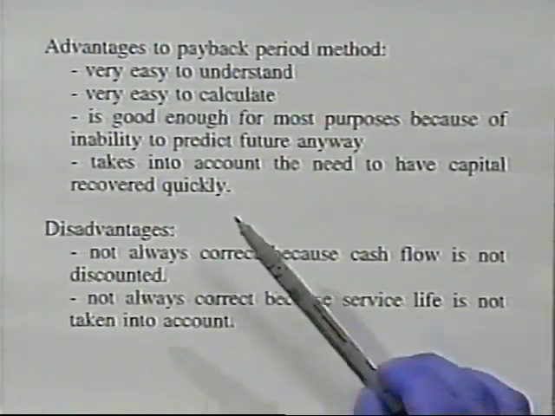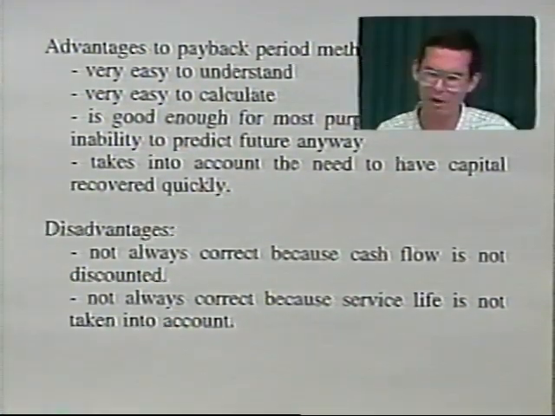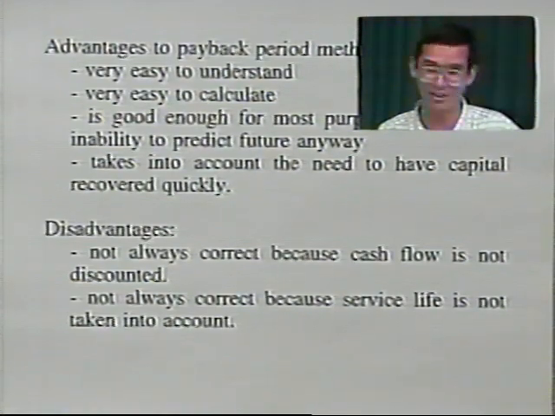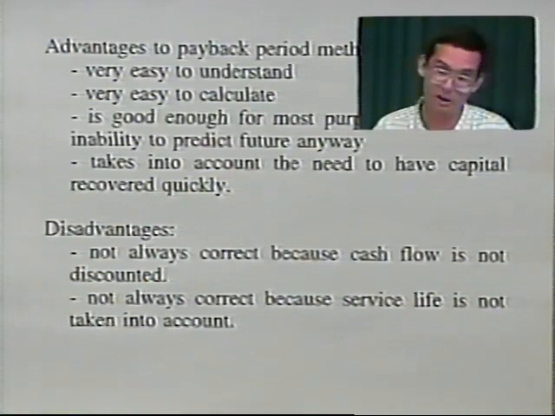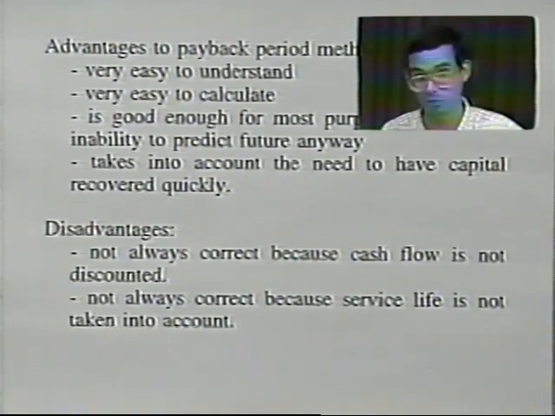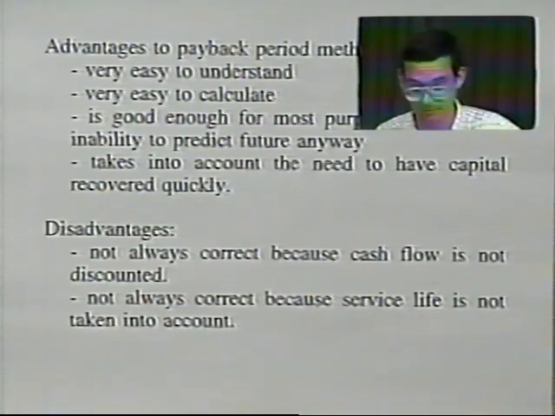What this means is if you have a project that has savings 20 years from now, that's so far away that even though they might be very large, it's really hard to justify taking them into account because the company may be out of business in 20 years. You want to have your capital recovered quickly. In other words, you want to have your savings done quickly, and the payback period takes that into account automatically.